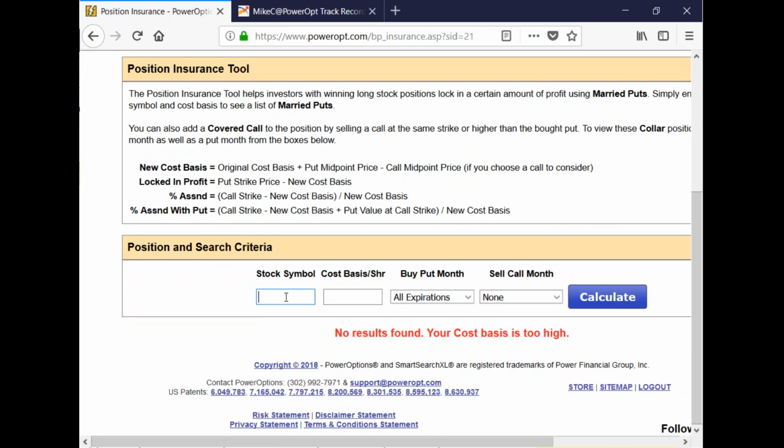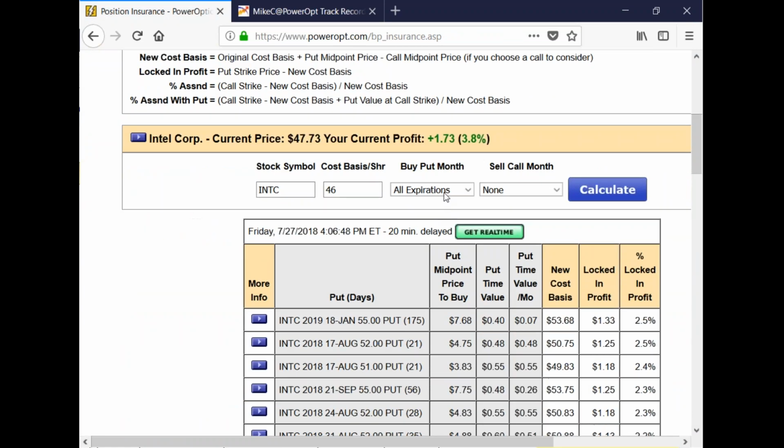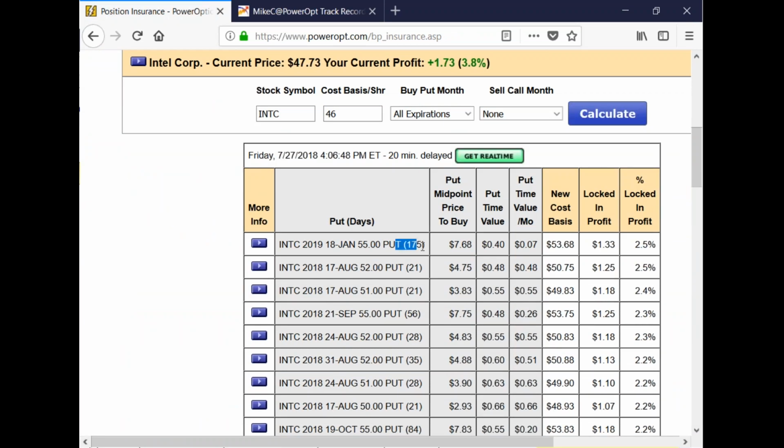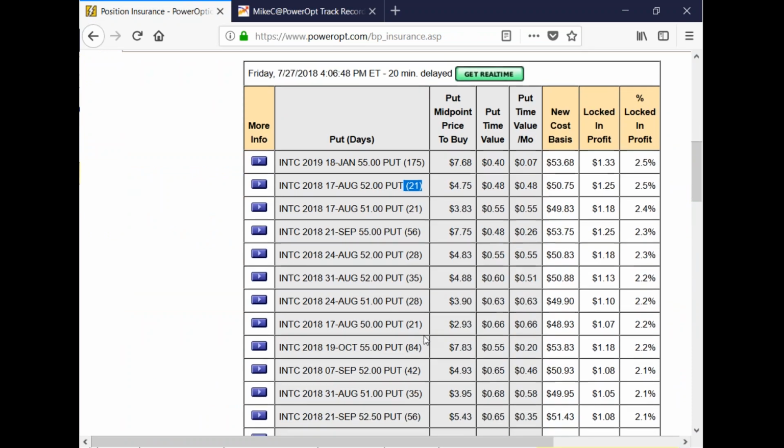So let's say you've got a cost basis of 46, so that your profit's about $1.73. I'm just making up a number, Rhajiv. Put that into the insurance tool. And then if I want to continue on, I'll leave it at all expirations, so it shows me there's January puts that are far out in time. I've got August puts available.